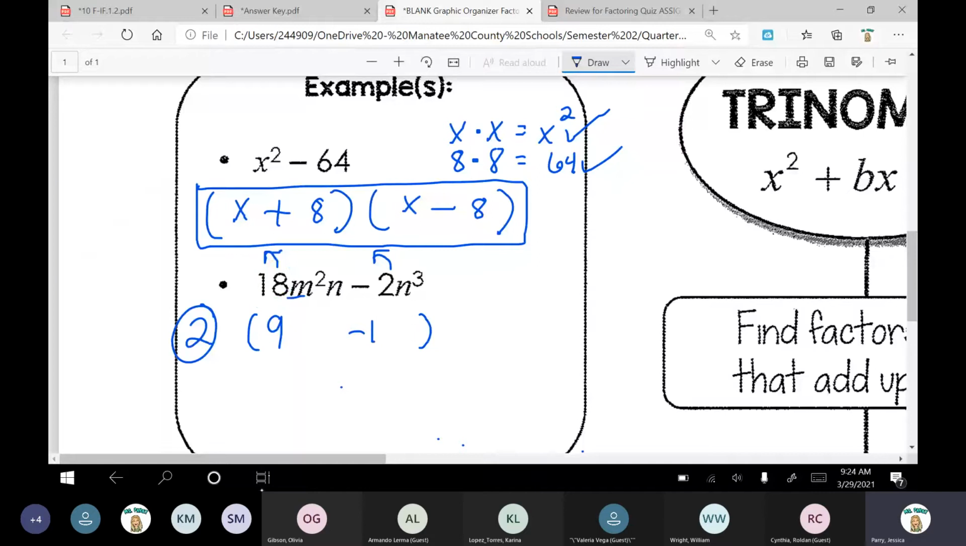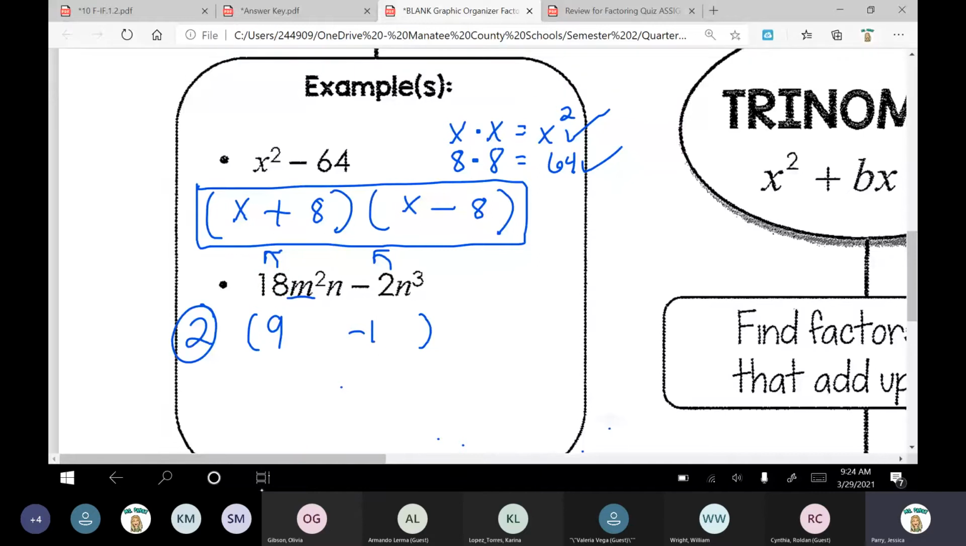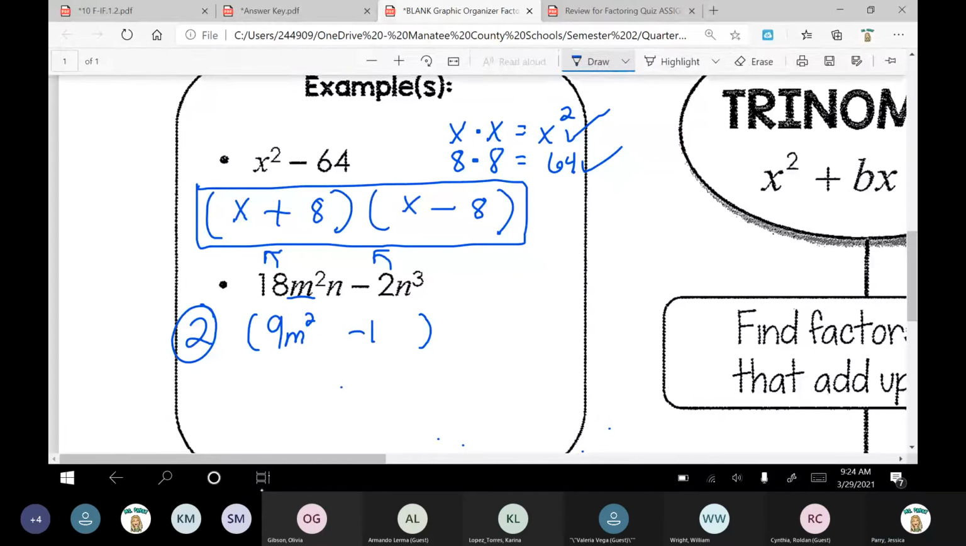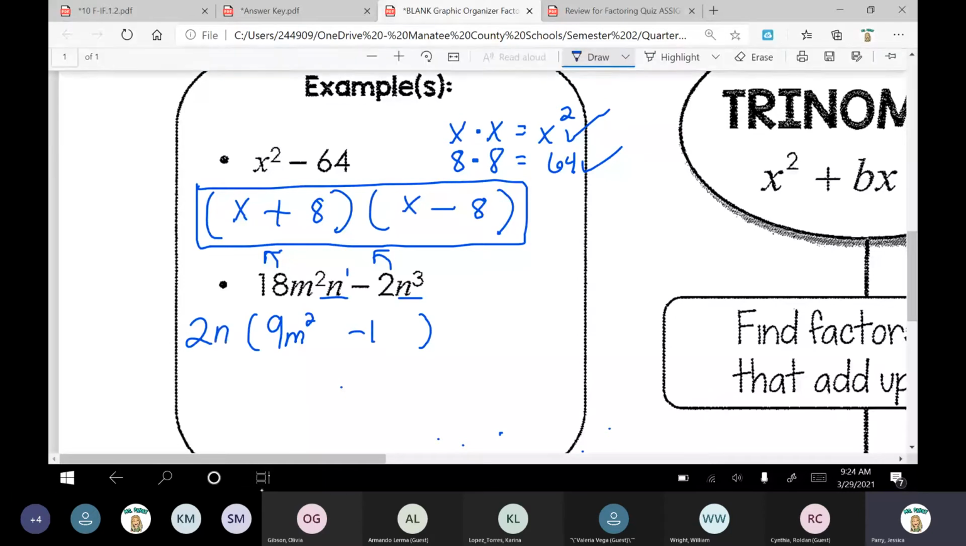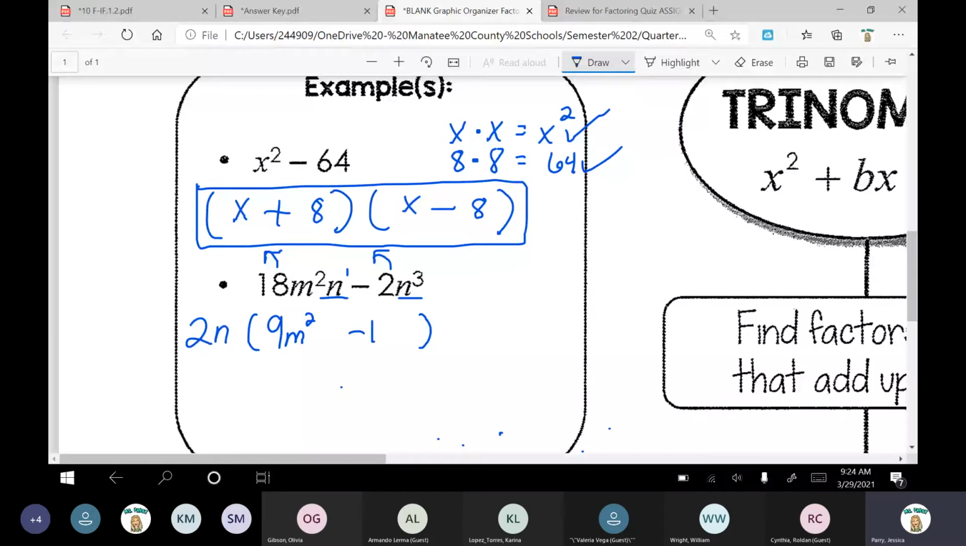We have an m squared. There's no m's over here to the right, so I'm just going to drag down this m squared. Okay, and then looking at our next variable, we have n and n to the power of 3. That means, yes, I can take out the variable n. You want to take out the smallest exponent, so I'm going to take out n to the power of 1.